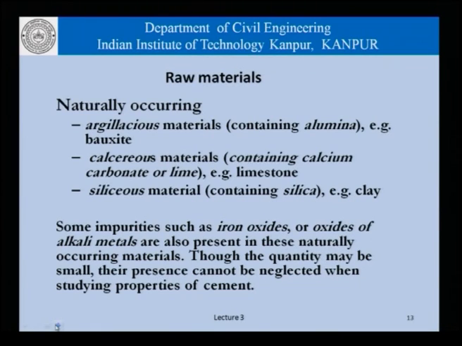Now, in addition to these, there are impurities like the oxides of iron or oxides of alkali metals, such as sodium or potassium, which are present in these naturally occurring materials. Though the quantity of these impurities is quite small, their presence cannot be neglected when studying the properties of cement, as we will see later on in this discussion.